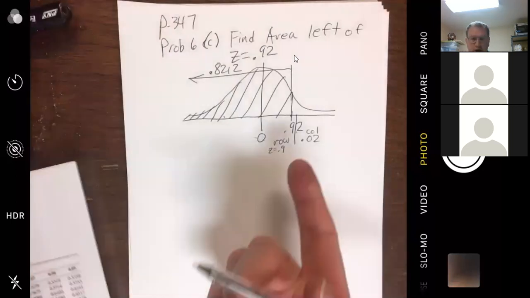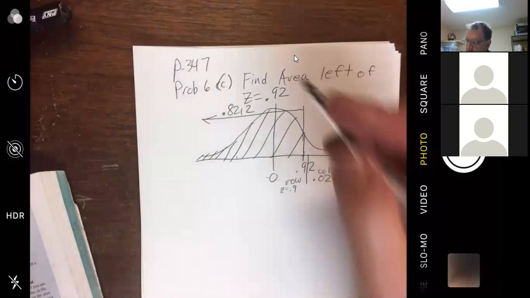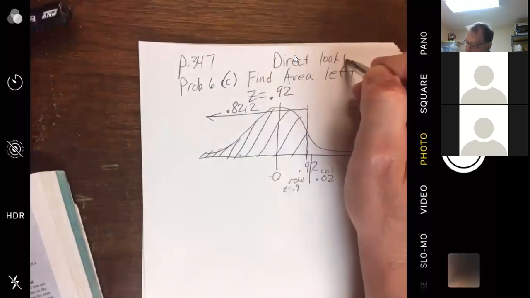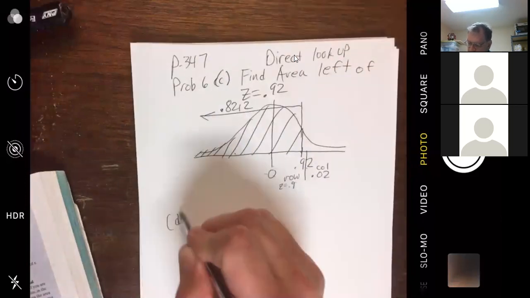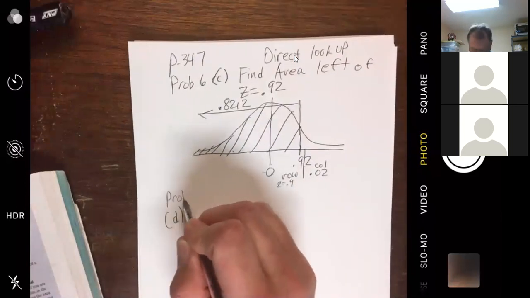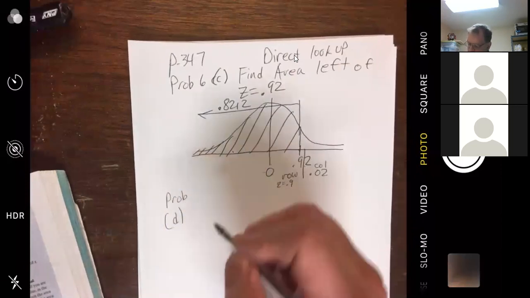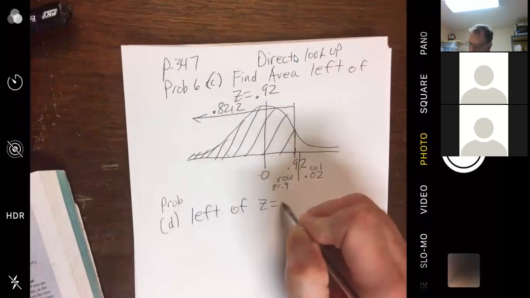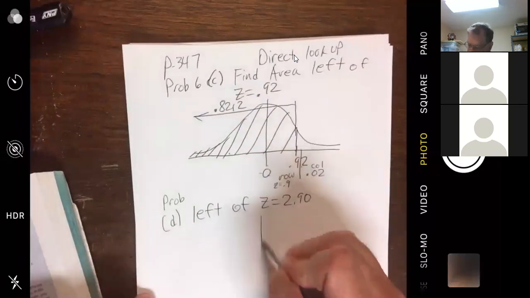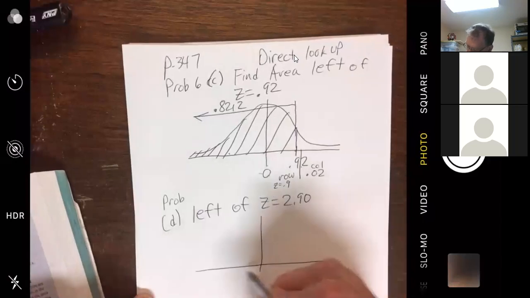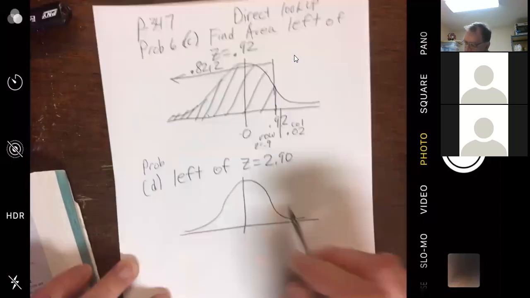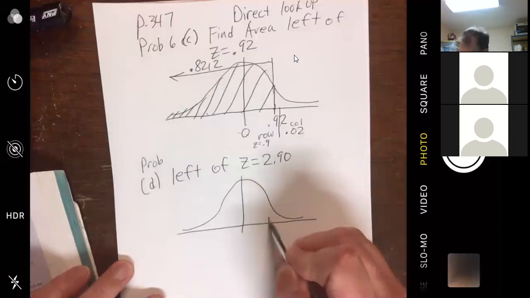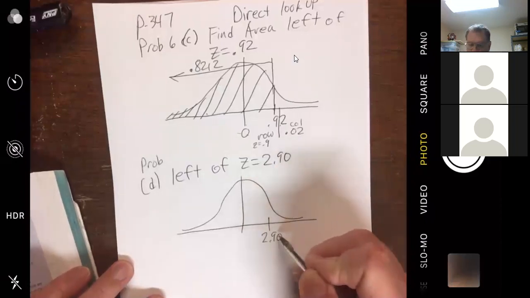You want to see one more trick like this? Yes, please. This is called direct lookup. All right, try D. Problem 6D. Z equals 2.90. Well, which side of 0 would 2.90 be? Right, the right side.